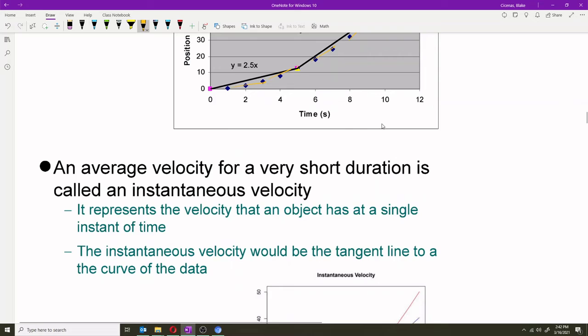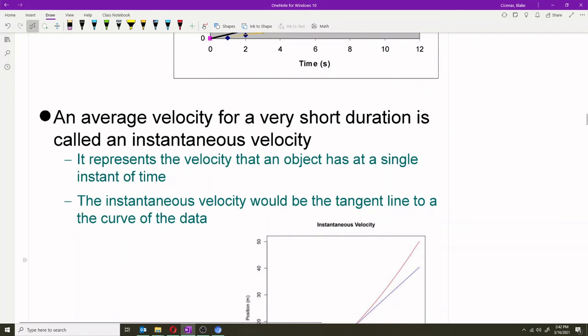And that's the average velocity for a very short duration. From calculus, it's the derivative, if you know the function. If you don't have calculus, you don't need to know that. I'm just throwing that out there just in case. And it represents the velocity that an object has at a single instant in time.